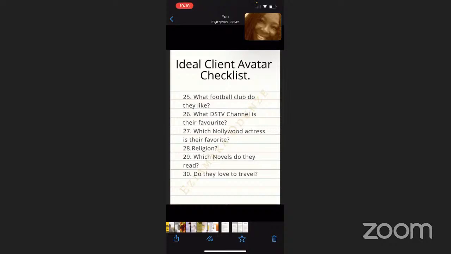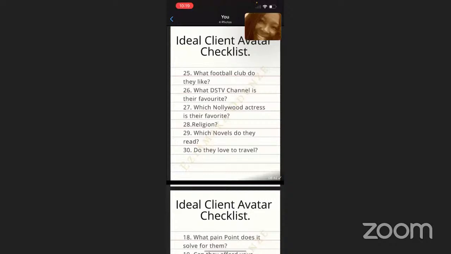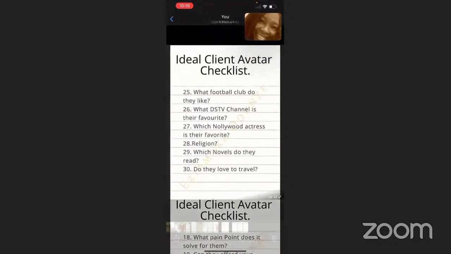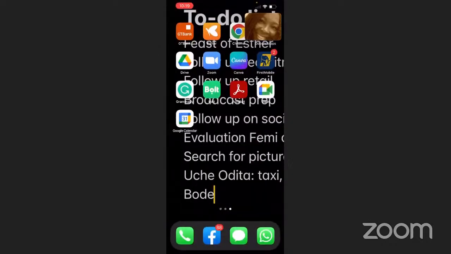Then what DSTV channel is their favorite? Which Nollywood actress is their favorite? What's their religion? Which novel do they read, and do they love to travel? All this will also help, because of course, when we are looking for customers, we are not just looking for them as customers, we're also looking for them as business partners. So you also need to know some of these things about them.